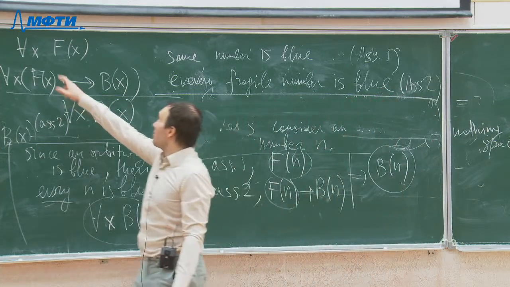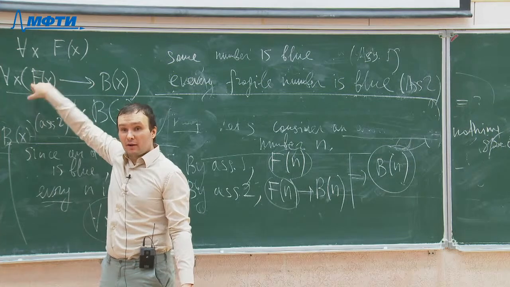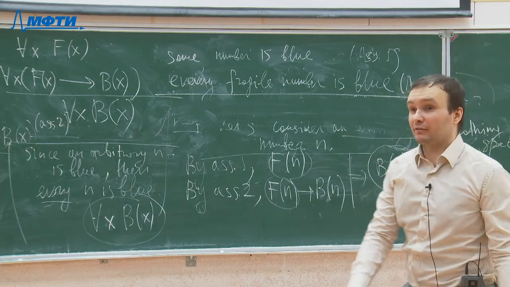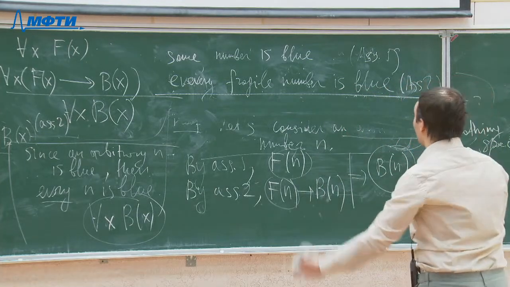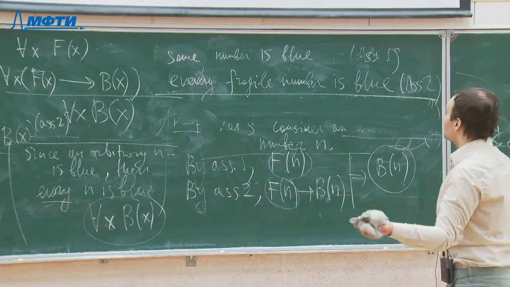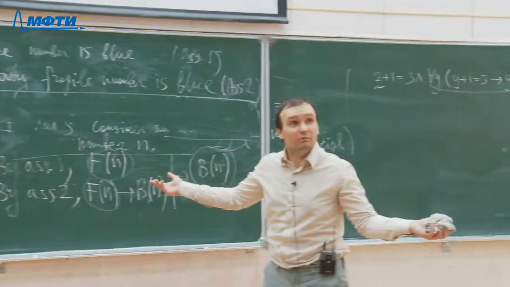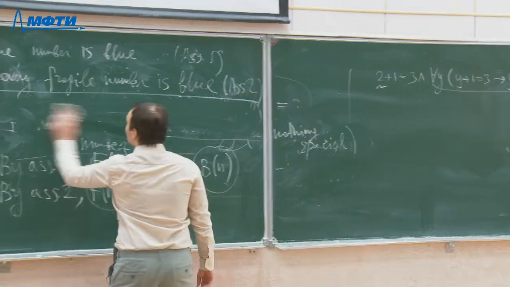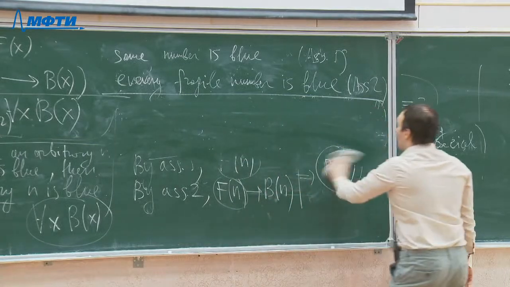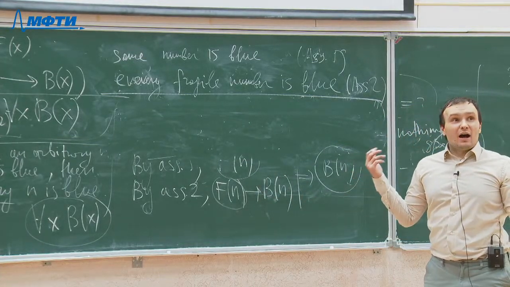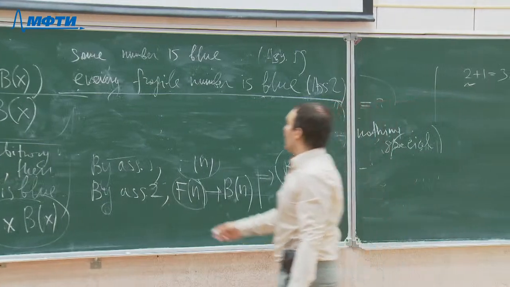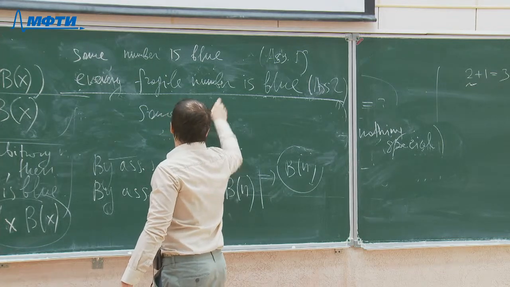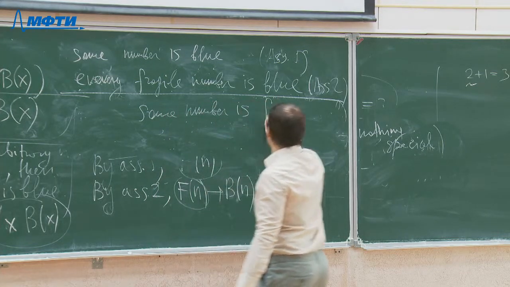And arguments of this form will be very common in our presentation. We will see them really soon. Okay. Some number is blue. There exists a number which is blue. Every fragile number is blue. May one validly conclude from these two that some number is fragile?